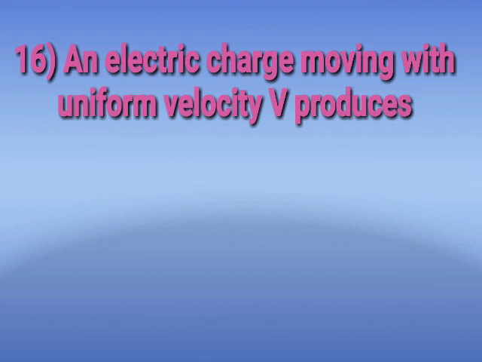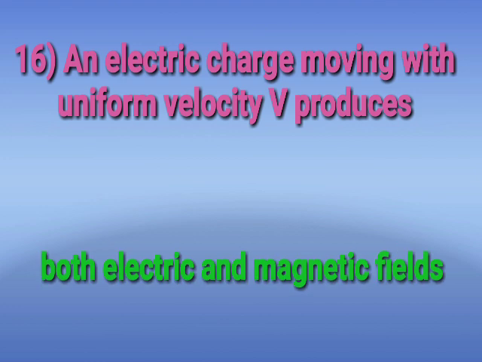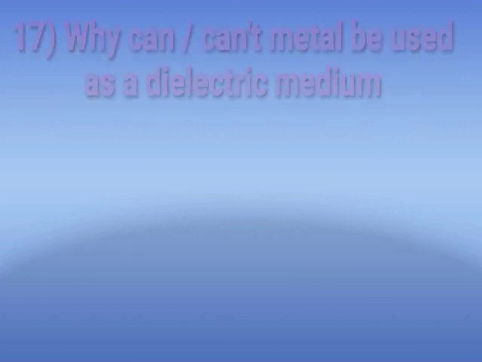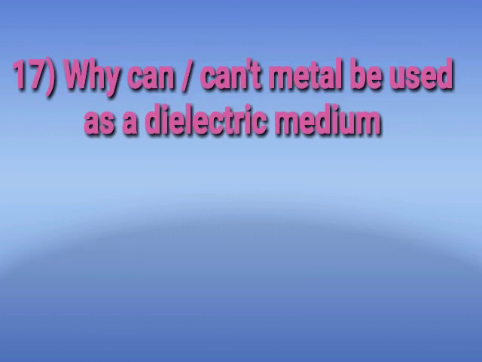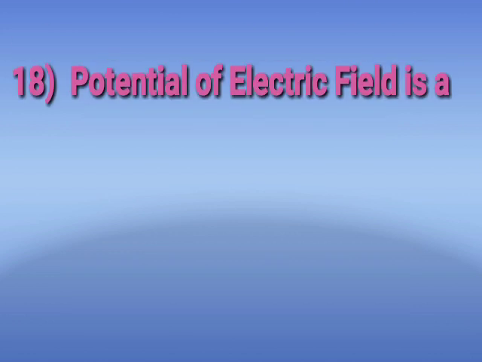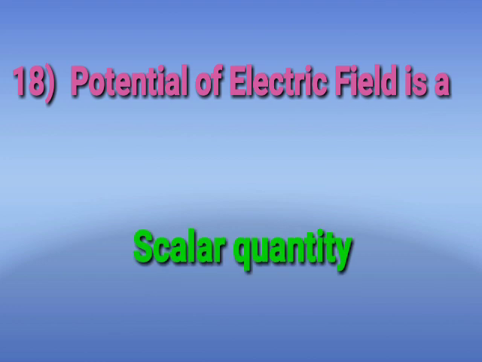An electric charge moving with uniform velocity V produces both electric and magnetic fields. Why can or cannot metal be used as a dielectric medium? Metal being a good conductor will short circuit the capacitor. Potential of an electric field is a scalar quantity.